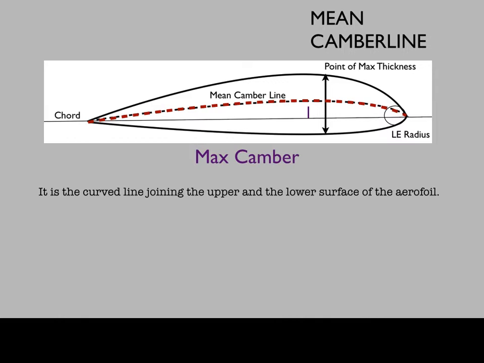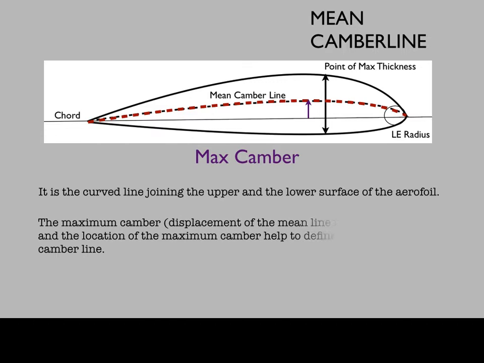The max camber, that is the displacement of the mean line from the chord line. Chord line, as you will recall, is a straight line. Wherever this mean camber line is displaced maximum is an important parameter, and the location of the max camber helps to define the shape of the mean camber line. These quantities are expressed as fractions or percent of the base chord dimensions.